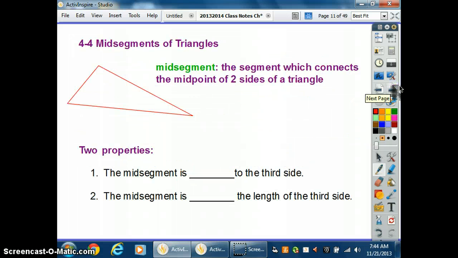Another topic we want to talk about are mid-segments of triangles.